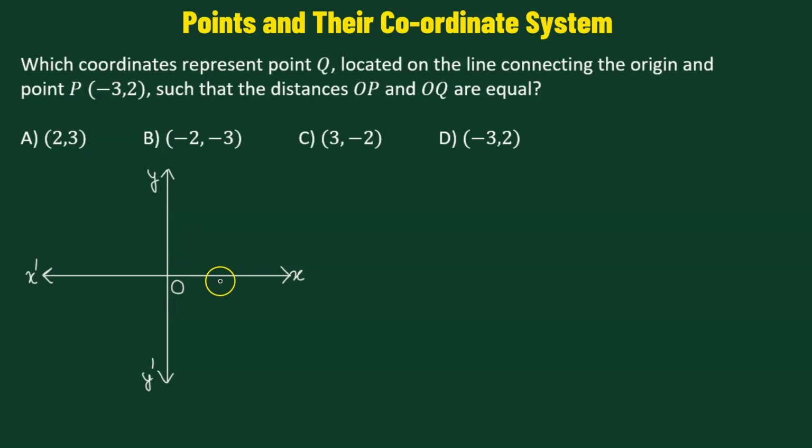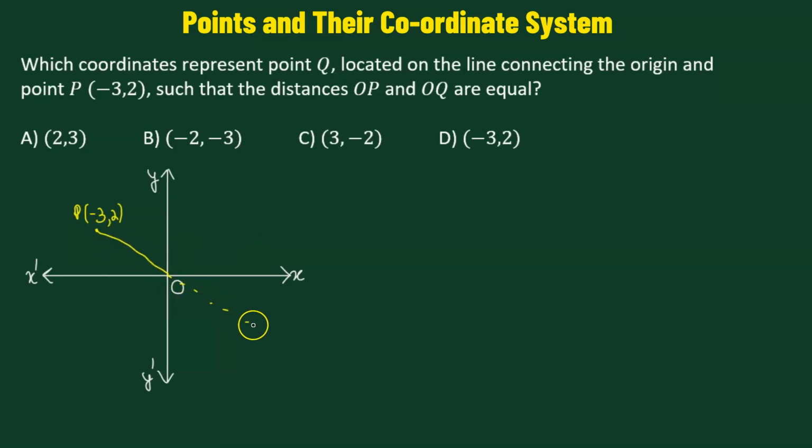So here we have a Cartesian plane with the x and the y axis. So let's first try to plot the point -3, 2. So it's going to lie on the second quadrant. So this is point P with coordinate -3, 2, such that we have the origin O, and now we have to find out a point Q which lies on the line joining O and P. So this is a line.